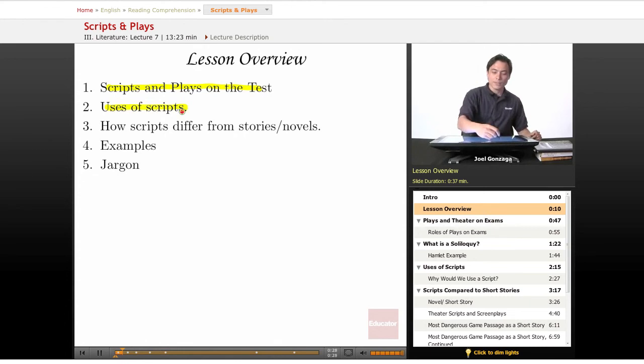Then we're going to talk about the many uses of scripts, and there's actually maybe more than you might realize. We're going to talk about some important differences between scripts and stories and novels. And I'll give you an example of the differences, and then finally we'll go over some jargon, and then you'll have your assignment at the end.